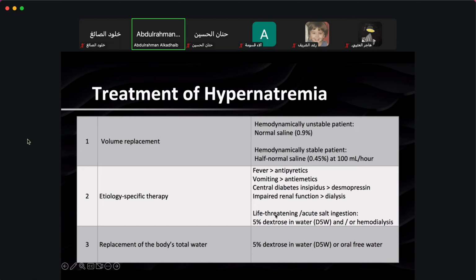In cases of impaired renal function, we may also go for dialysis. And in very rare cases, the one we talked about, which is acute salt ingestion, we usually dilute the hypernatremia again with 5% dextrose or hemodialysis.